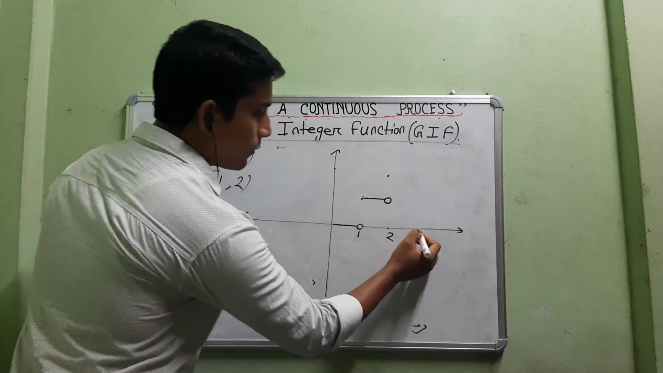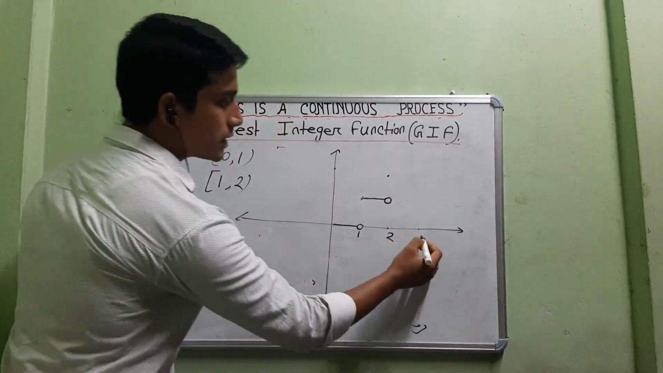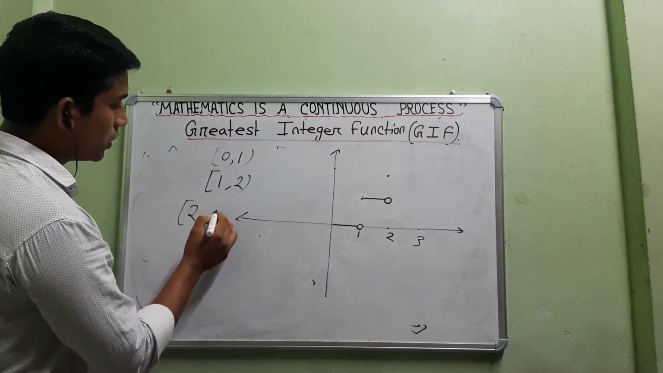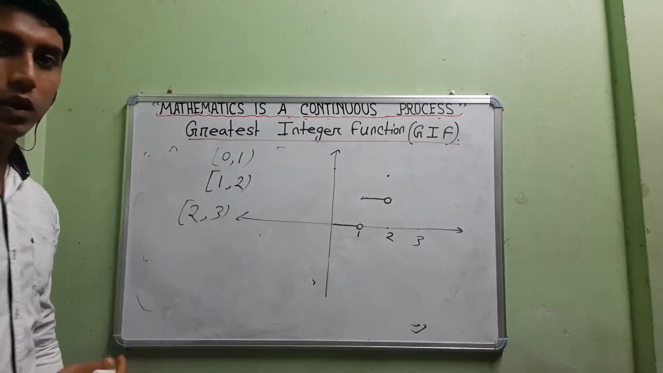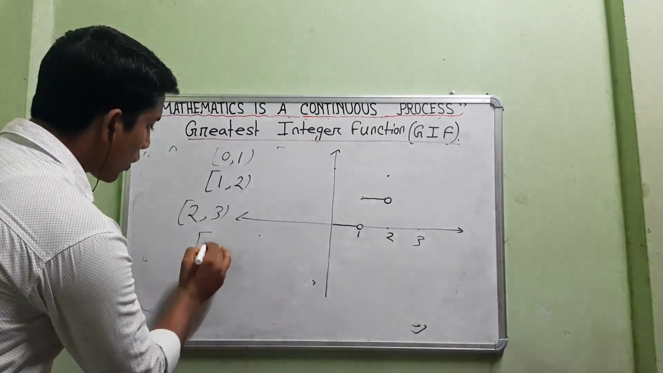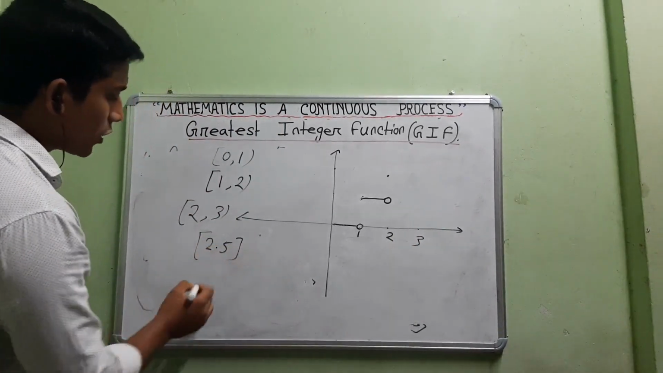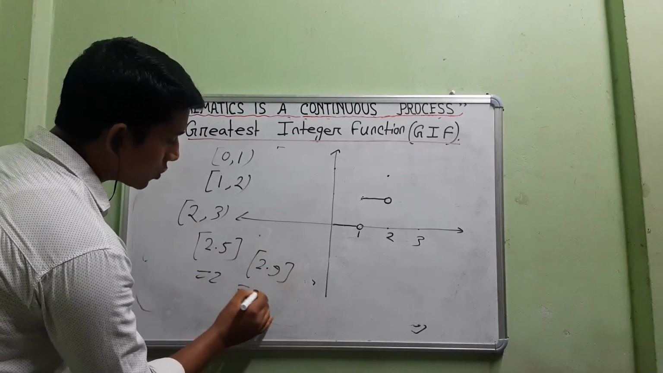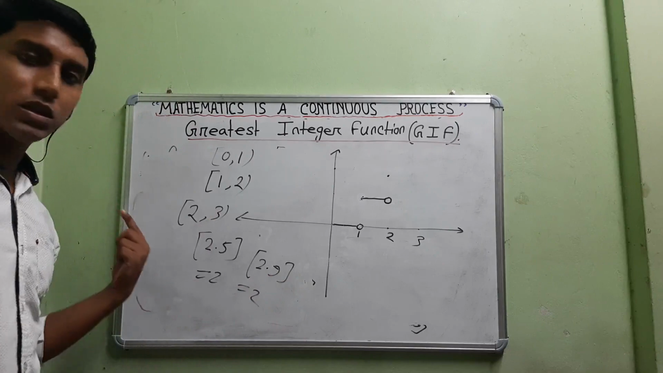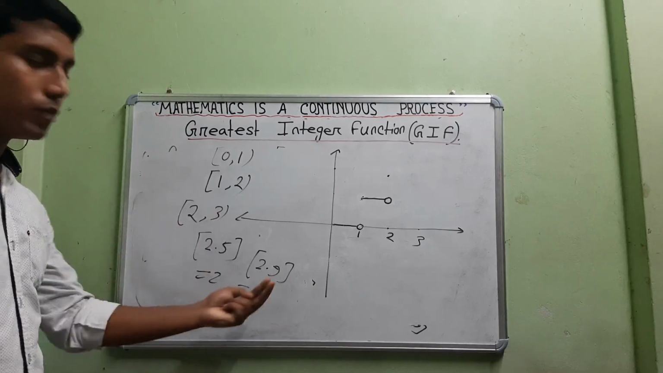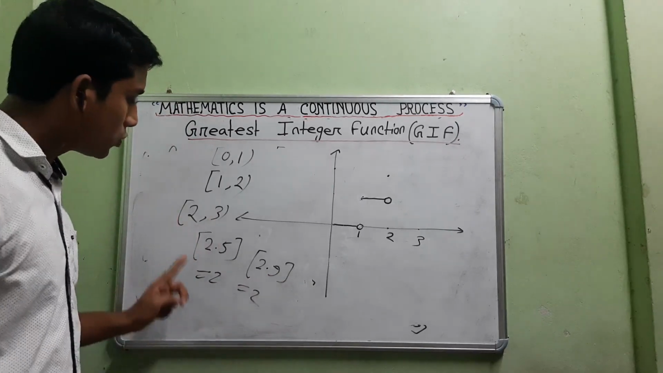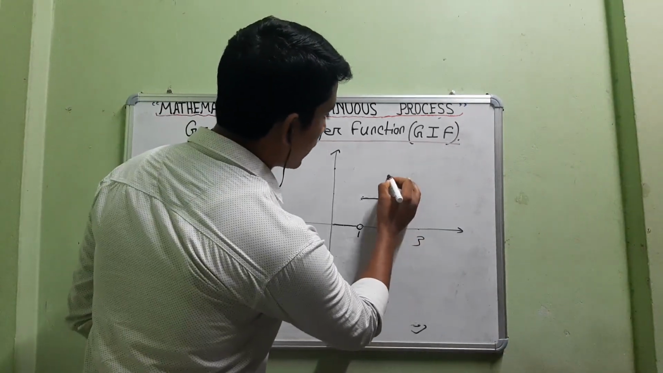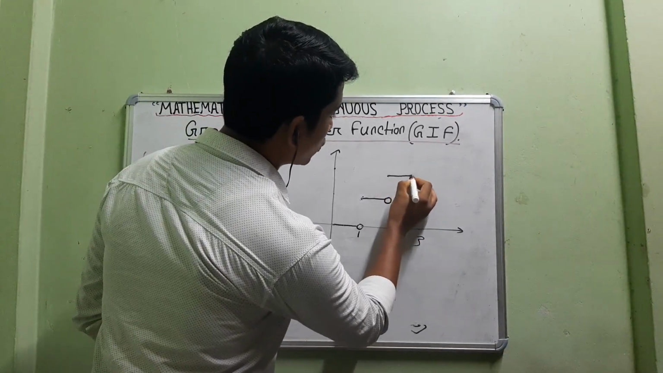Now before 3, this is the point 3. Starting from 2, before 3, all the points will give you 2 only. Suppose 2.5, box of 2.5 is also 2, box of 2.9 will also be 2. That means before 3, all the values after 2 will give you 2 only, all the time. So it will go 2 only.